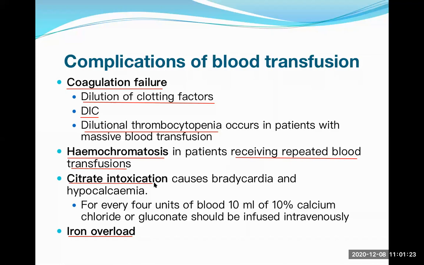Another is citrate intoxication. Citrate, CPD, is present in the blood. It causes bradycardia and hypocalcemia. If citrate is there in an increased amount, of course, it will enter the body in an increased amount. If you give massive blood transfusion, it can lead to bradycardia and hypocalcemia. So for every 4 units of blood, around 10 ml of 10% calcium chloride or calcium gluconate should be infused intravenously just to counteract that hypocalcemia.